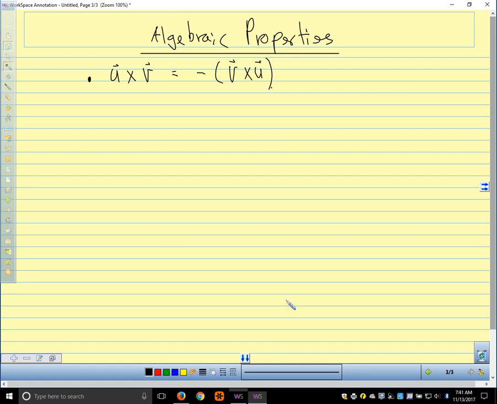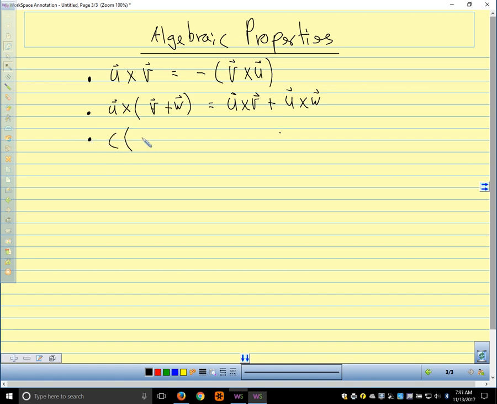The other way that we can say this is that 3 by 3 matrices form a non-abelian group. Next, u cross (v plus w). We can distribute a cross product as long as we pay attention to the order. It's u cross v plus u cross w. We have to maintain the original order of the multiplication. We can't switch around the order, but we can distribute.